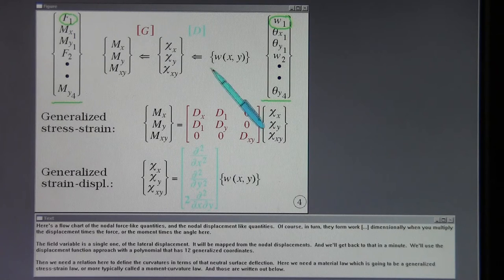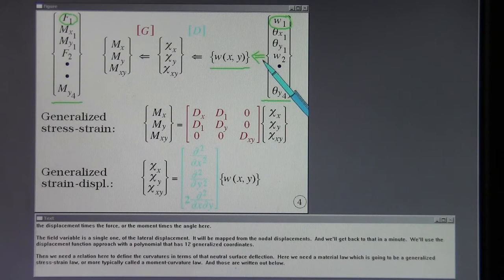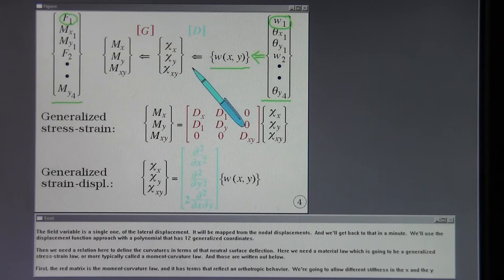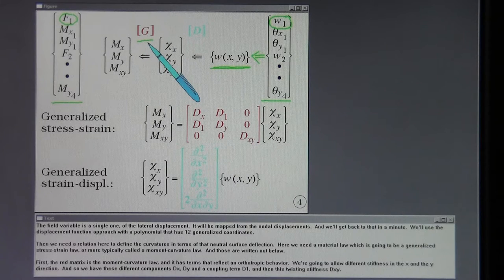The field variable is a single one, the lateral displacement. It will be mapped from the nodal displacements. And we'll get back to that in a minute. We'll use the displacement function approach with a polynomial that has 12 generalized coordinates. Then we need a relation here to define the curvatures in terms of that neutral surface deflection. Here we need a material law, which is going to be a generalized stress-strain law, or more typically called a moment curvature law. And those are written out below.